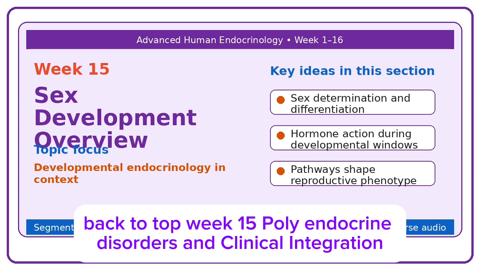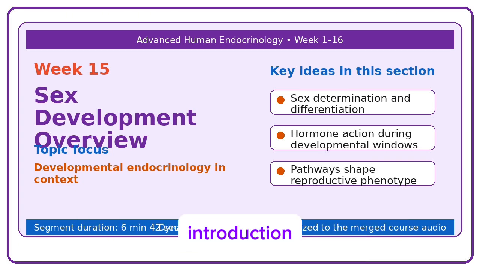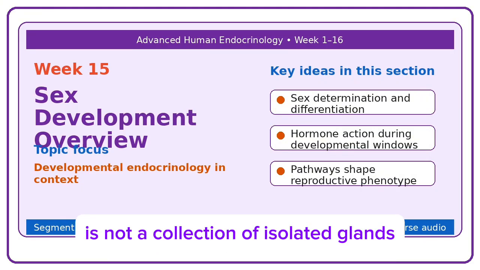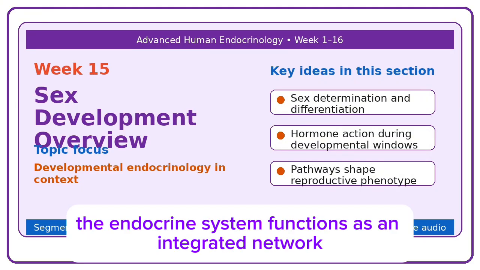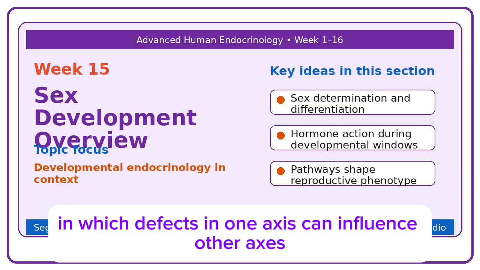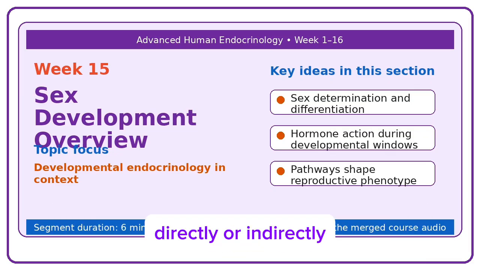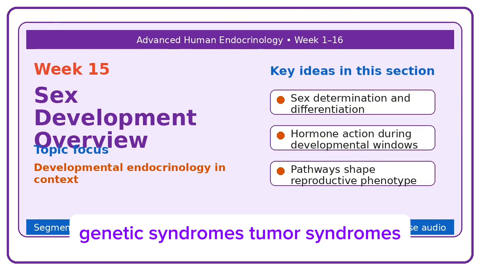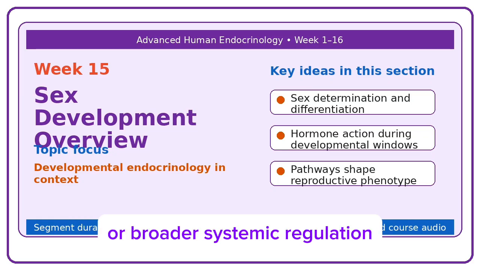Back to top. Week 15. Polyendocrine disorders and clinical integration. Introduction. Polyendocrine disorders remind us that endocrine physiology is not a collection of isolated glands. The endocrine system functions as an integrated network in which defects in one axis can influence other axes directly or indirectly. Some disorders affect multiple endocrine organs through autoimmunity, genetic syndromes, tumor syndromes, or broader systemic regulation.